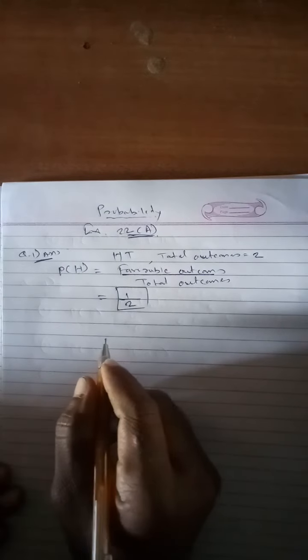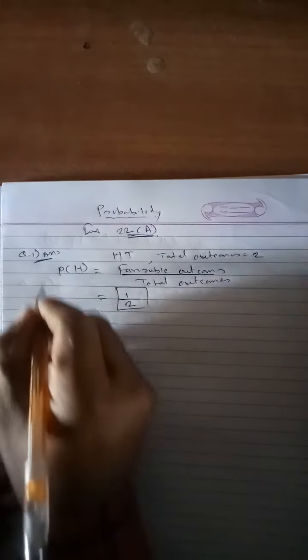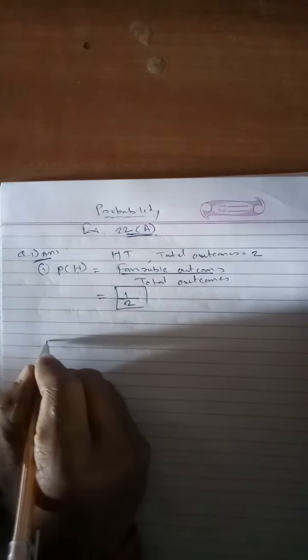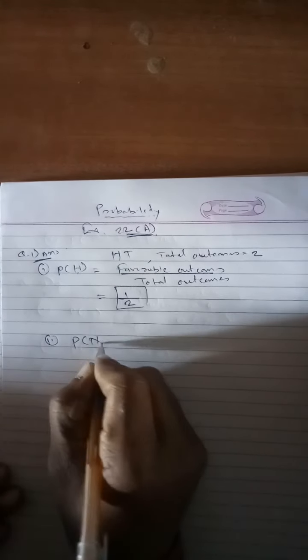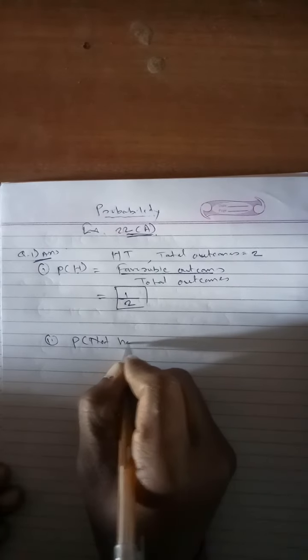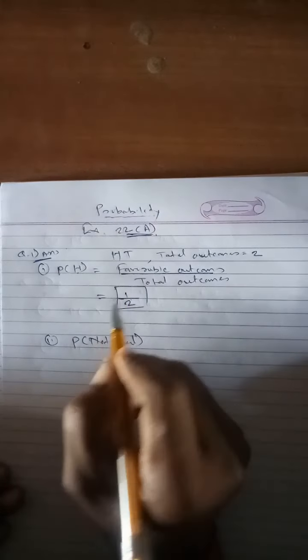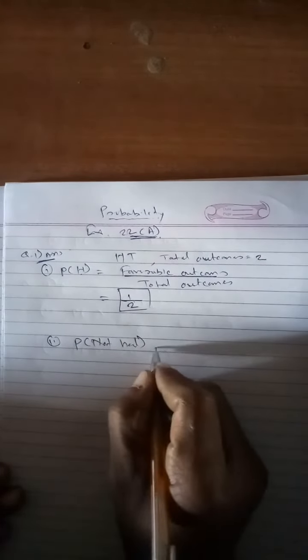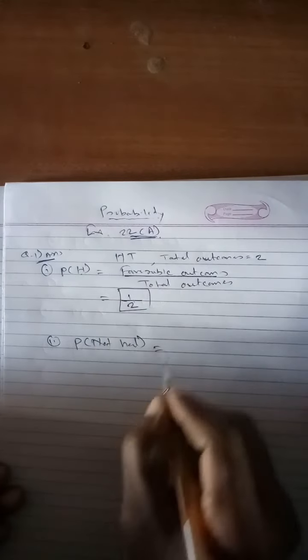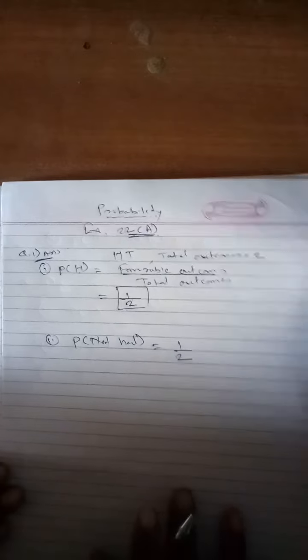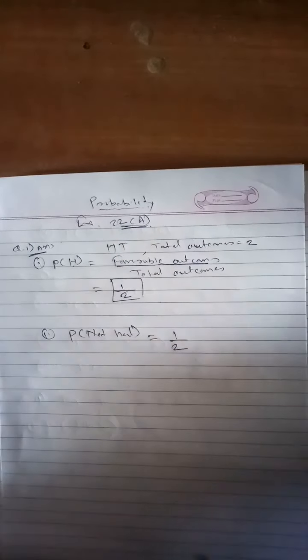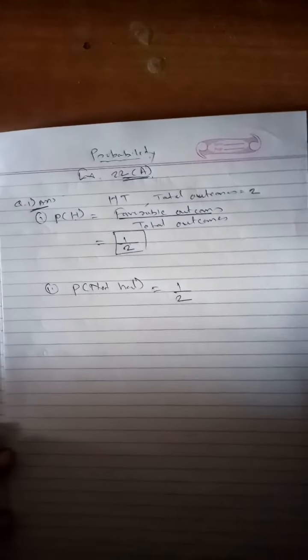Now not head. Then we have to find the probability for not head. Not head means tail. Indirectly we have to find it for the tail. Which will also be only 1, so 1 upon total 2, that is 1 upon 2. Got it now? So like that. Now here we have to see another question.